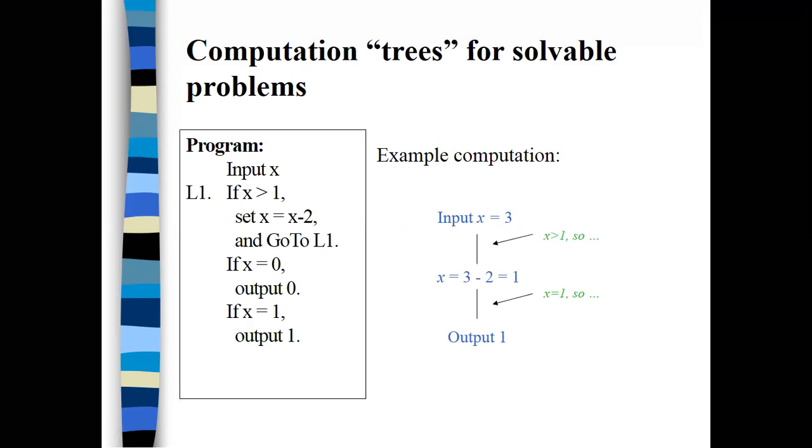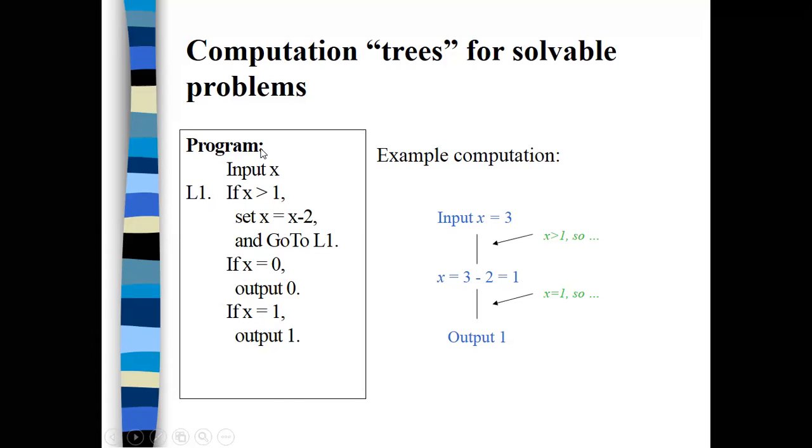Here we have a computation tree for solvable problems. So how can we solve a problem? Here we have an example that we already discussed: input x; L1: if x is greater than 1, then set x equal to x minus 2 and go to L1; if x is equal to 0, output 0; if x is equal to 1, output 1. So here we have the program.